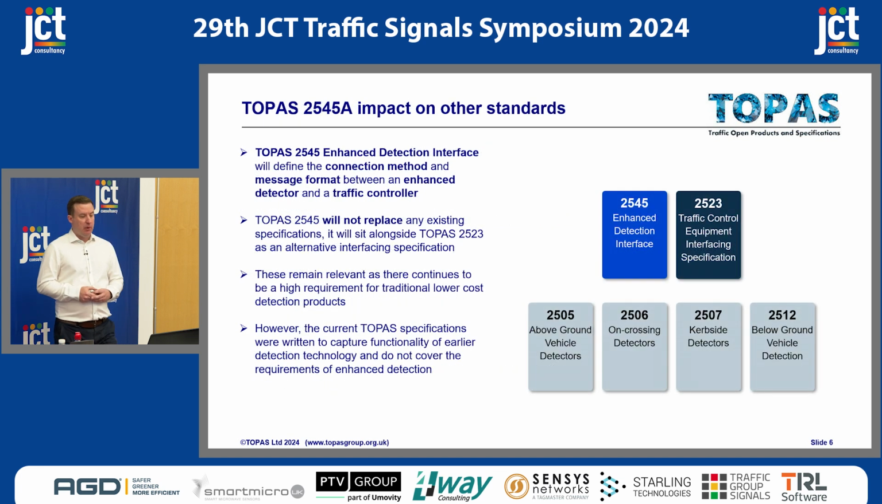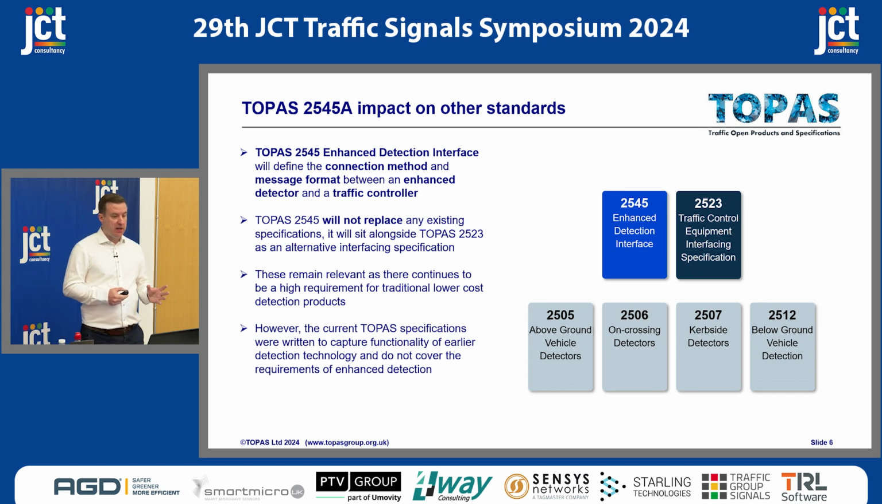So just looking at the standards, where will it fit in? So at the moment, products are registered, for example, if you've got an on-crossing detector, you register against 2506, and local authorities can look up against 2506 and see what products are registered. That will refer to 2523, which is the interface specification. 2545 will sit alongside that specification. It doesn't replace it, and in fact, it doesn't replace any of the standards that we've currently got for above ground detection, because there is still very much a need in the industry for basic, simple, low-cost install and point above ground detectors. So this isn't to replace that, it is very much to sit alongside it.